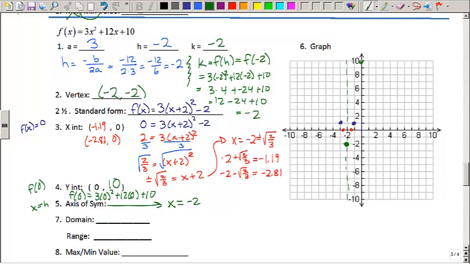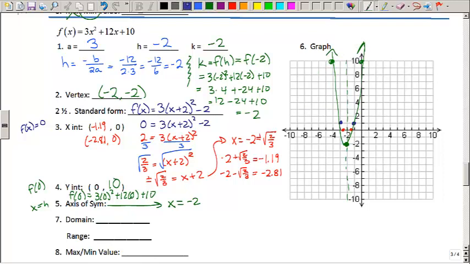I can find another point at -4, 10. My y-intercept is 2 units away from my axis of symmetry, so I can find 2 units to the left of my axis of symmetry to find another point. So I have 7 good points here. I have a pretty good graph.